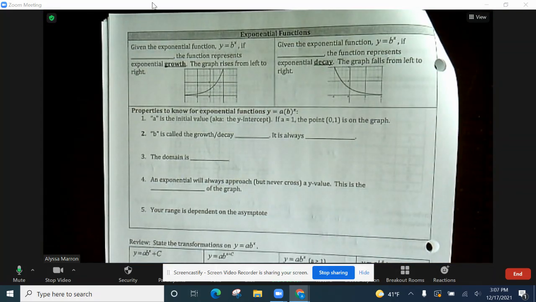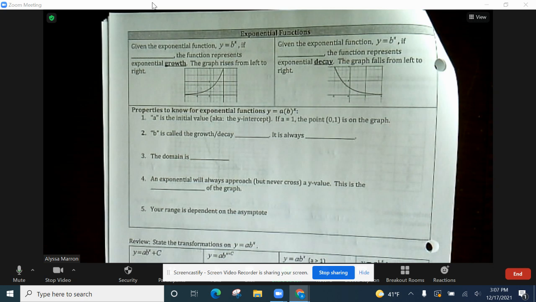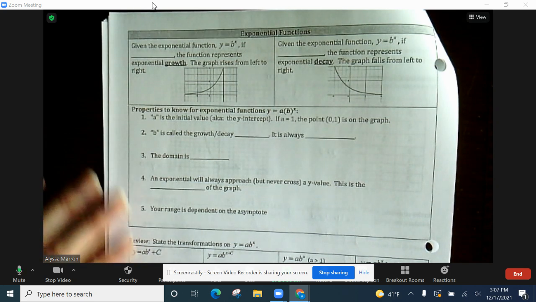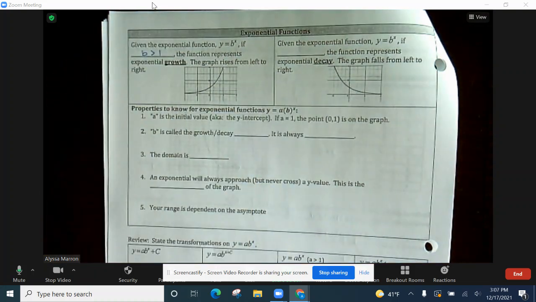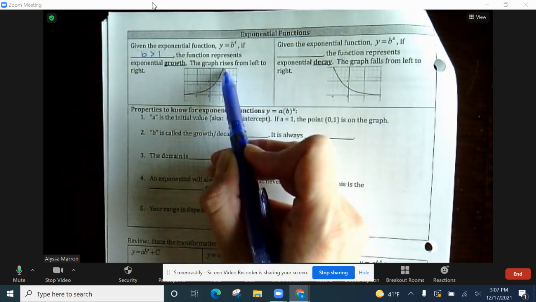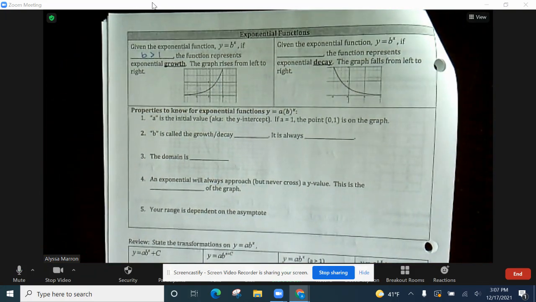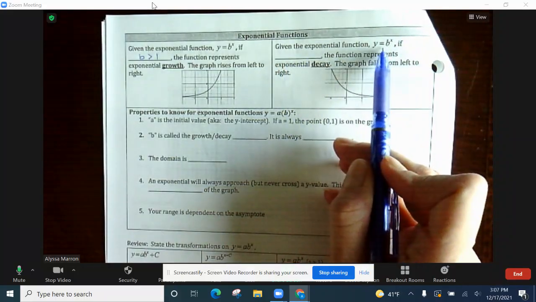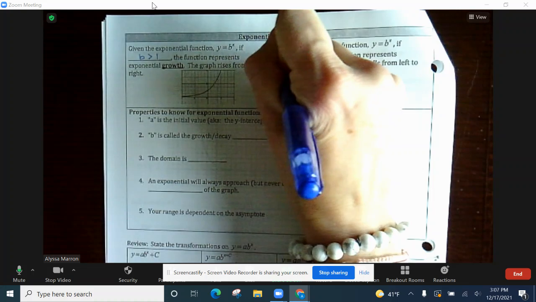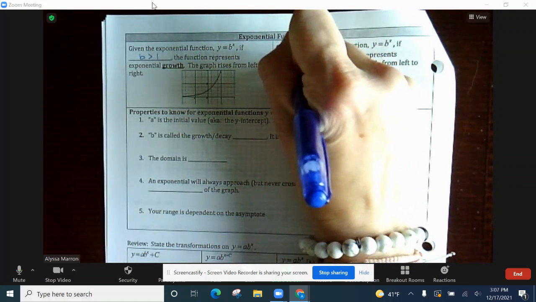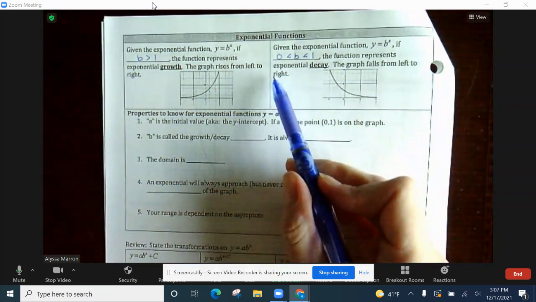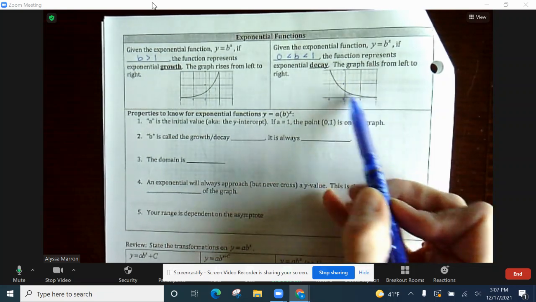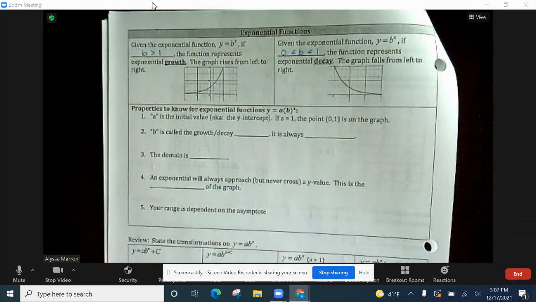So if we are given the exponential function y equals b to the x, if your b value is greater than 1, then you're going to see that growth pattern where it gets higher and higher and higher. If your b value is a fractional value between 0 and 1, then we can say that we have exponential decay. It starts up high and gets small very quickly.